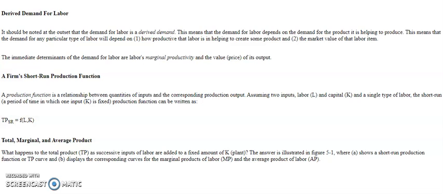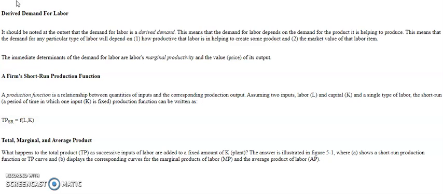In today's class, we discussed the demand for labor and the production function. Derived demand for labor. The demand for labor is a derived demand. This means that demand for labor depends on the demand for the product it is helping to produce. The demand for labor is not a direct demand, it is a derived demand. What do you mean by derived demand?